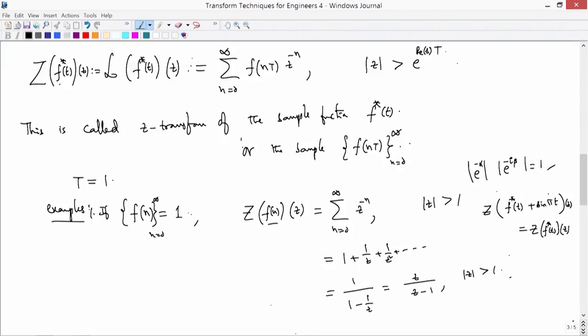So instead of working with the sample functions, you work with only sample data, so discrete data, and then it is unique. So from these functions, f star of t plus sin pi t and f star of t, these are two different sample functions that go to the same Z transform. So that means it is not 1 to 1 from the space of functions to the Z transform in the z variable.